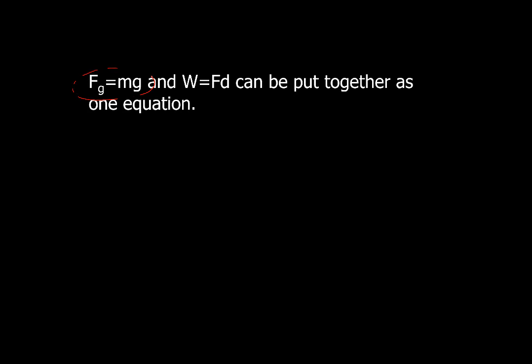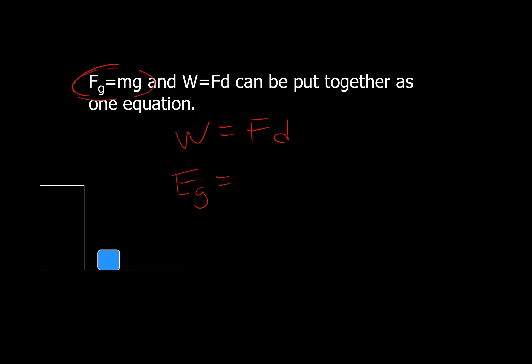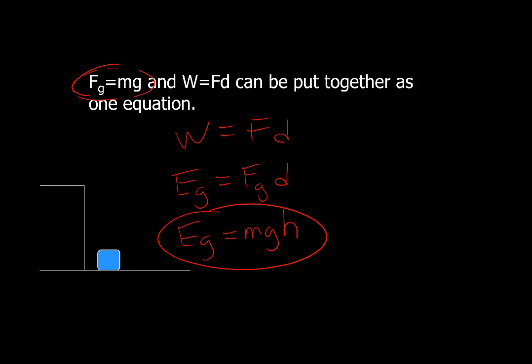When you're lifting something up, you always are lifting with the force of gravity. So you can put that in and make just one equation. Instead of work equals force times distance, when you're lifting something up, gravitational energy is equal to the force of gravity times distance, or height. So I'm going to write mg, since that's the force of gravity. Instead of d, we know we're always raising it up, so we change the d to an h for height. That is the formula for gravitational potential energy right there.